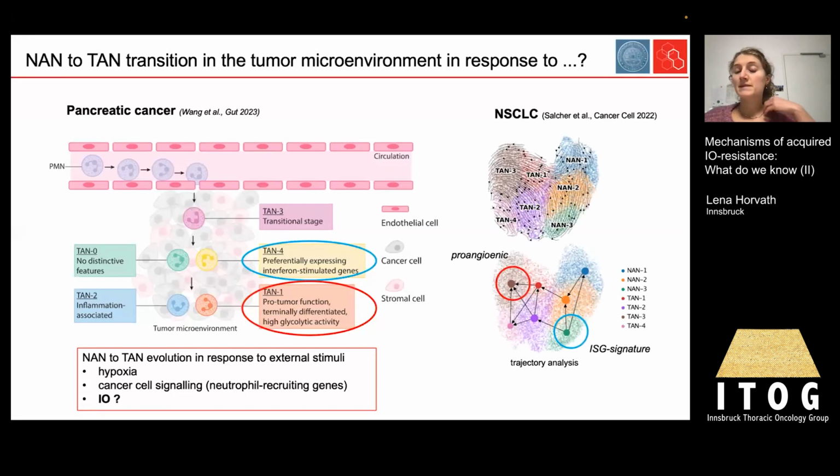In our own studies, this is single cell sequencing data from non-small cell lung cancer, and we characterized different subsets of neutrophils as well. And you can see here these NANs, they are normal neutrophils, and these TANs are rather typical neutrophils that are found in the tumor. And we found that these NANs actually transition to different subtypes of TANs. We also found pro-angiogenic TANs, but also interferon-stimulated gene TANs. And so this is a trajectory that neutrophils undergo in the tumor microenvironment.